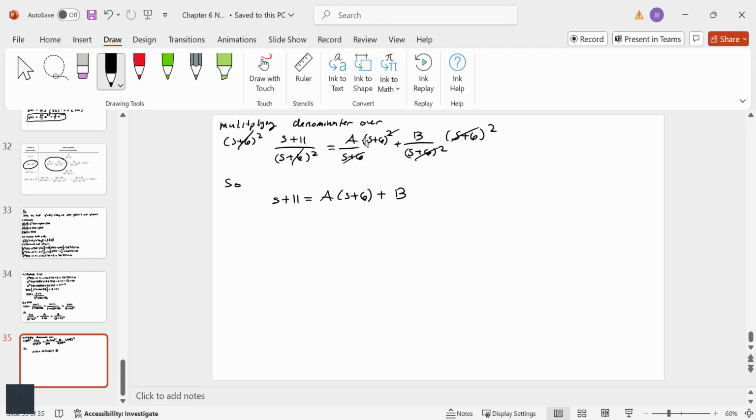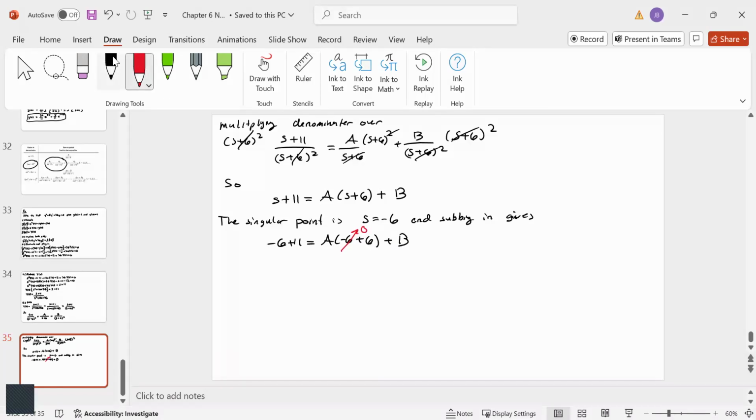So I got an equation. The singular point is s equal to -6. That's the number that would make the denominator 0. So it's going to be the term that cancels something out. And subbing in gives -6 plus 11 equals a times -6 plus 6 plus b. Well, that just becomes 0. And so what I end up getting is 5 equals b.